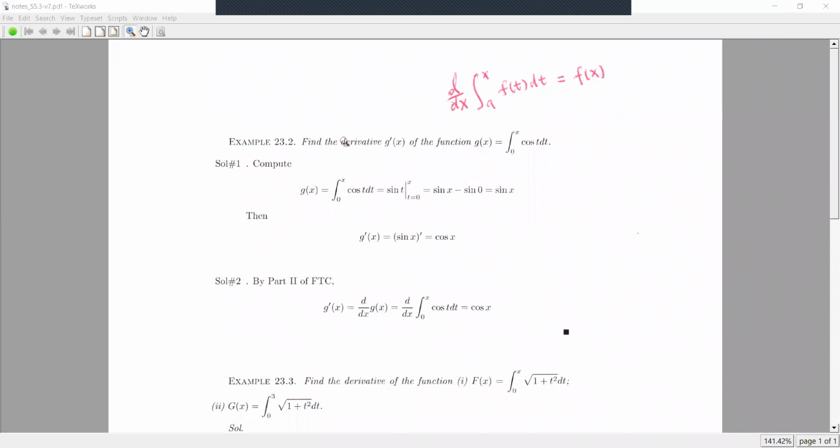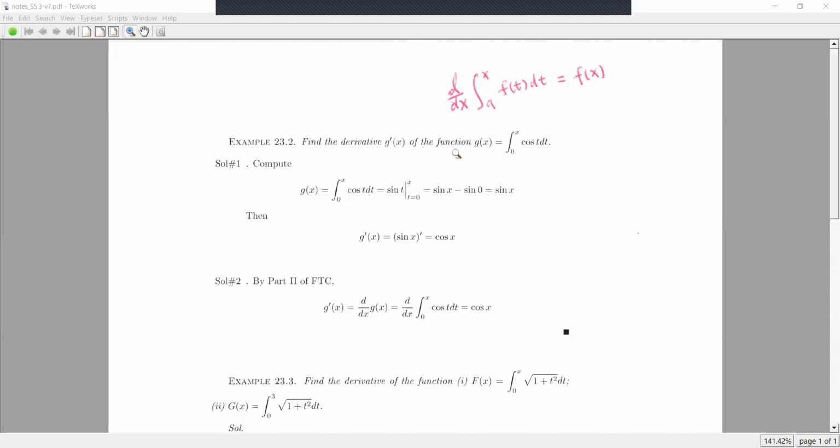The following examples are all about this formula. Example 2. Find the derivative of the function g, where g is this integral. This integral is the net area of the region between 0 and x. x is a variable. So the value of this integral depends on x. It is a function of x.